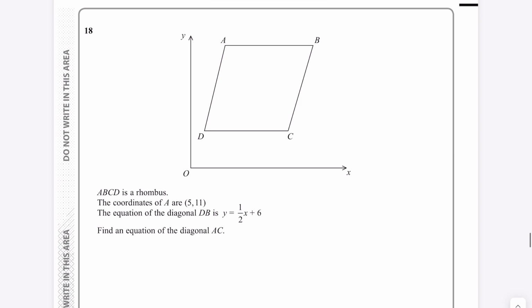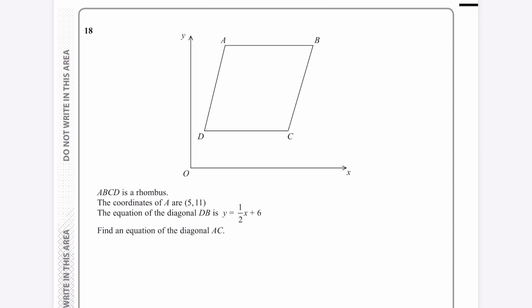Moving on to the next one. ABCD is a rhombus. The coordinates of A are 5, 11. The equation of the diagonal DB is y equals a half x plus 6. Find an equation for the diagonal AC.